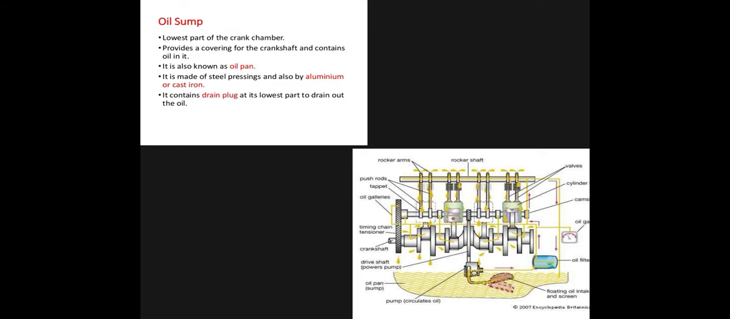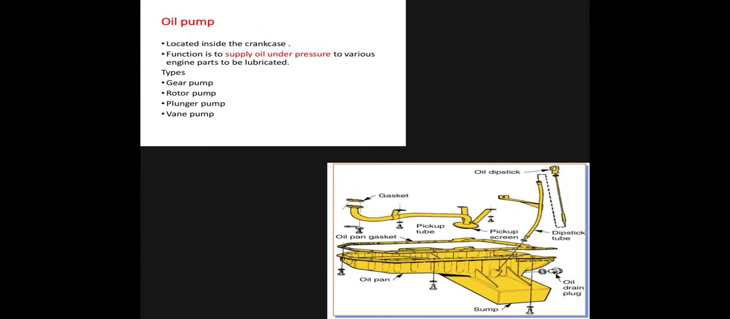Oil pump, located inside the crankcase. Its function is to supply oil under pressure to various engine parts to be lubricated. There are four types: gear pump, rotor pump, plunger pump, and vane pump.